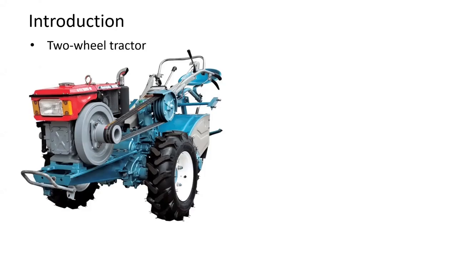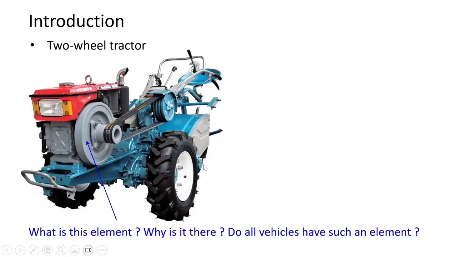Now, what I'm interested in at this point is this disc projecting out of the engine and spinning with the engine. Have you ever thought of why such a big disc is connected to the engine? Obviously, this two-wheel tractor is a vehicle. So, do all vehicles have such a big disc connected to the engine? Just think about it.